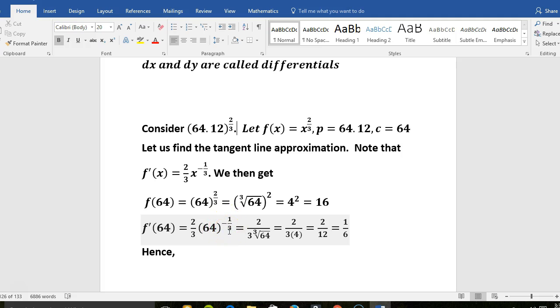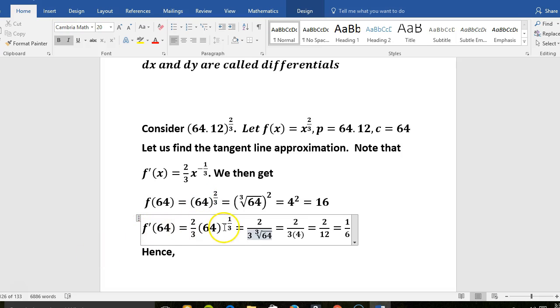Now, how do we handle that? Remember, guys, 64 to the negative 1/3 power can come downstairs with this 3 down here as 64 to the positive 1/3 power. But 64 to the 1/3 power is the cube root of 64. So that goes down there. The cube root of 64 is also nice. We've done it up here. It's 4. And then 3 times that 4 is going to be 12.